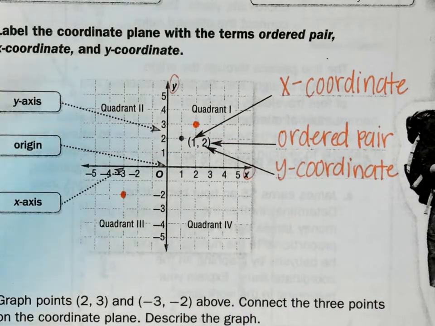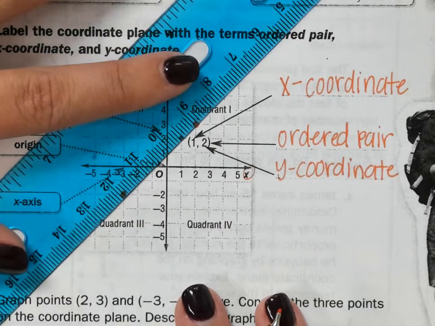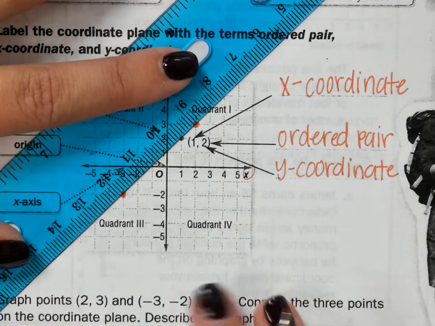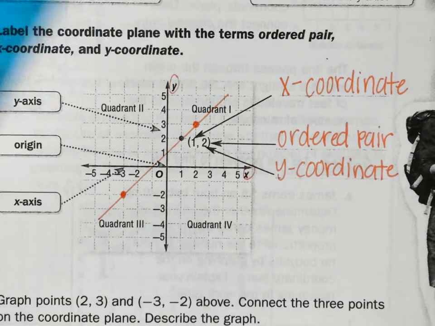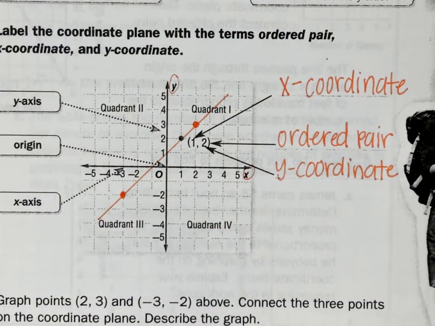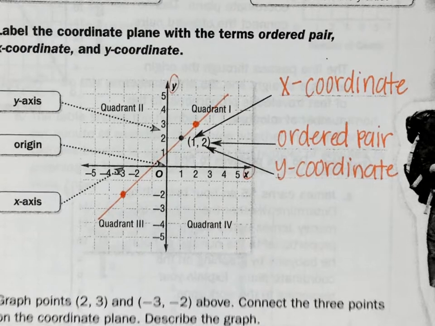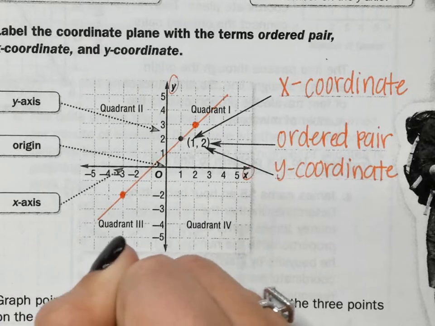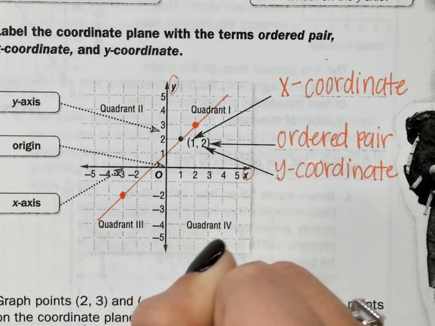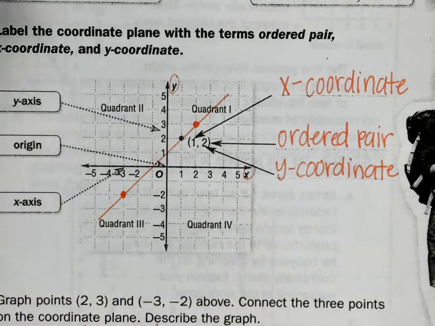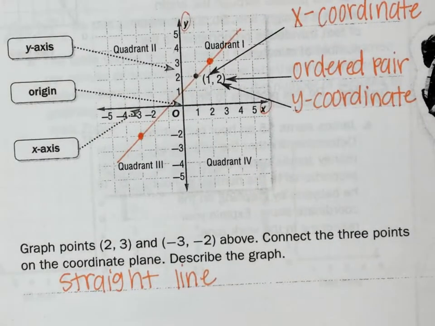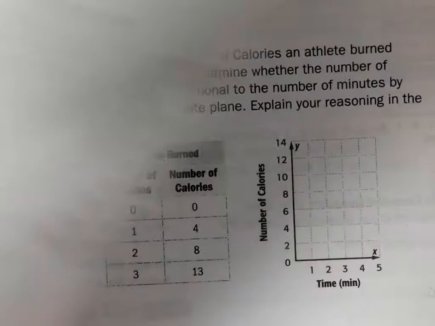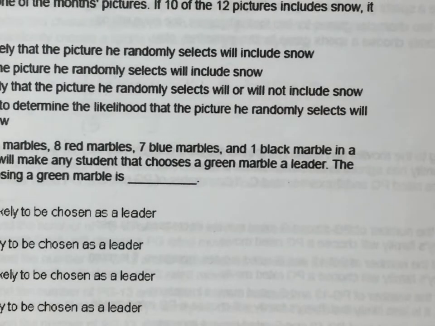And then it tells me to connect those points. So if I connect the points, describe what that is. A straight line. It is a straight line. So we are going to use lines to figure out whether relationships are proportional or not proportional.